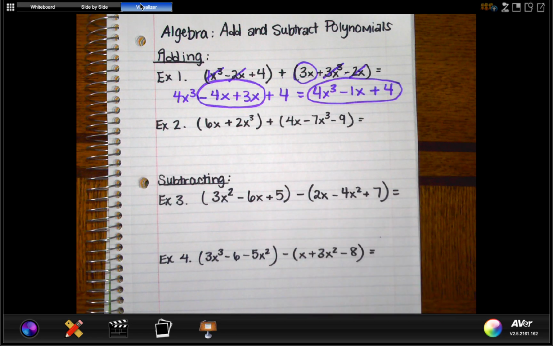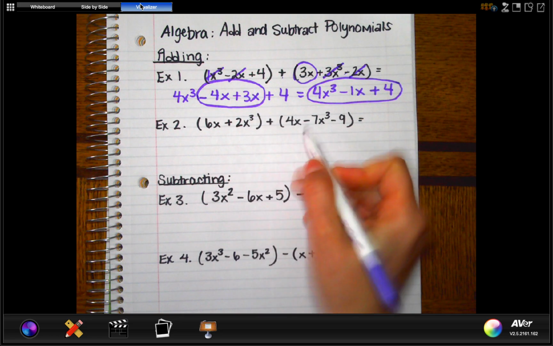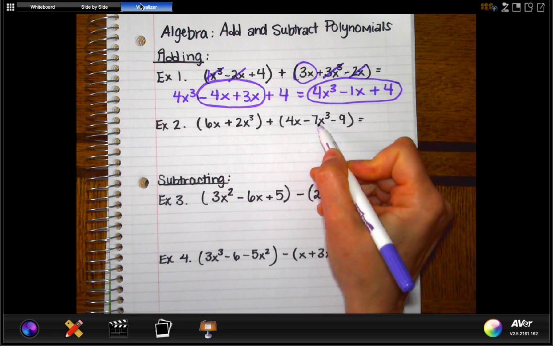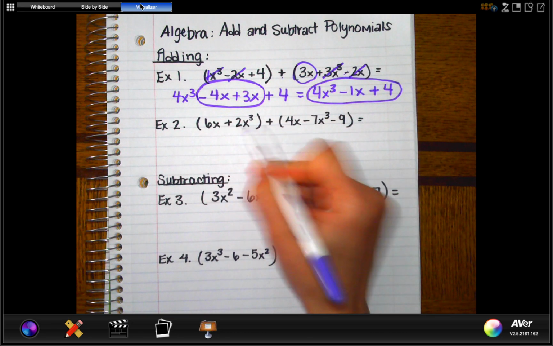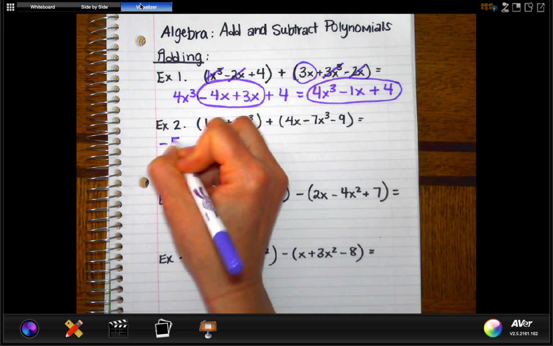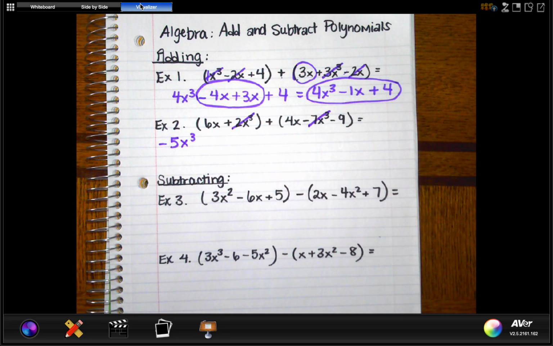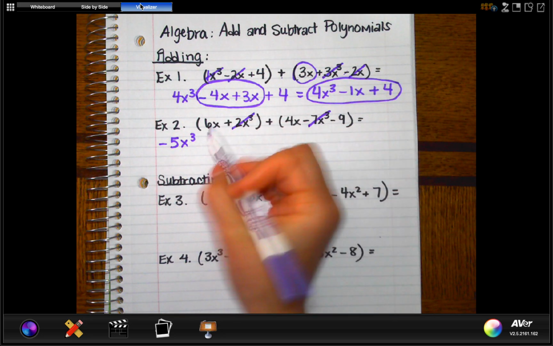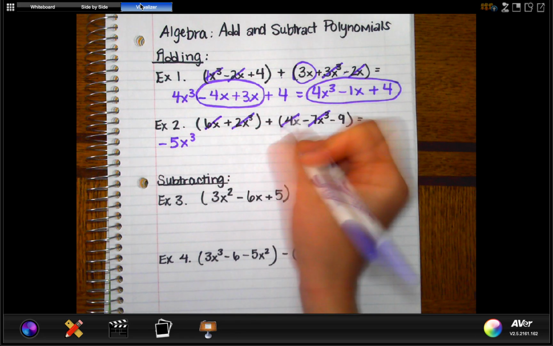Okay, so we're going to start with our highest degree here. And so 2x to the third is the highest here. Negative 7x to the third is the highest here. We're going to put those together. Positive 2 plus negative 7 is going to give us negative 5x to the third power. Now I'm going to look, I don't have any x to the second power, so I can move on to regular x, or x to the 1. So I have 6x plus positive 4x gives us positive 10x.